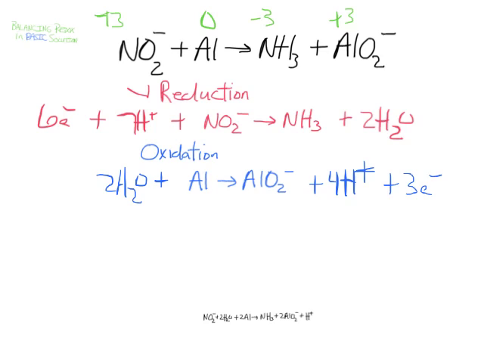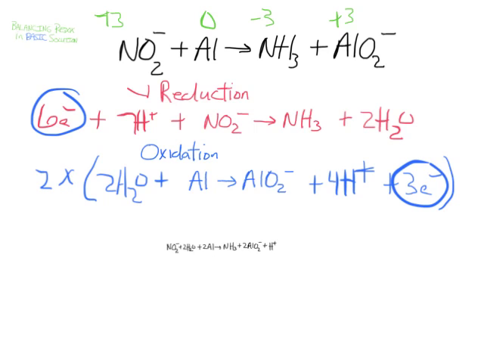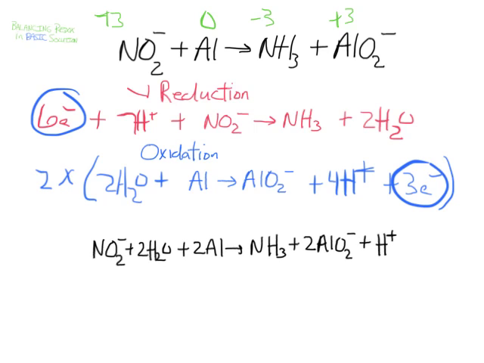Now I need to recombine them. And as I do that, I'm going to need to make sure that my electrons in the reduction cancel out with my electrons in the oxidation. So I'm going to need to take the oxidation and multiply it by 2. That way, this eventually will become 6 electrons, which will balance out with my 6 electrons in the reduction. So if you multiply everything in the oxidation by 2 and recombine our half reactions, what you're going to end up with is a net reaction that looks like this.